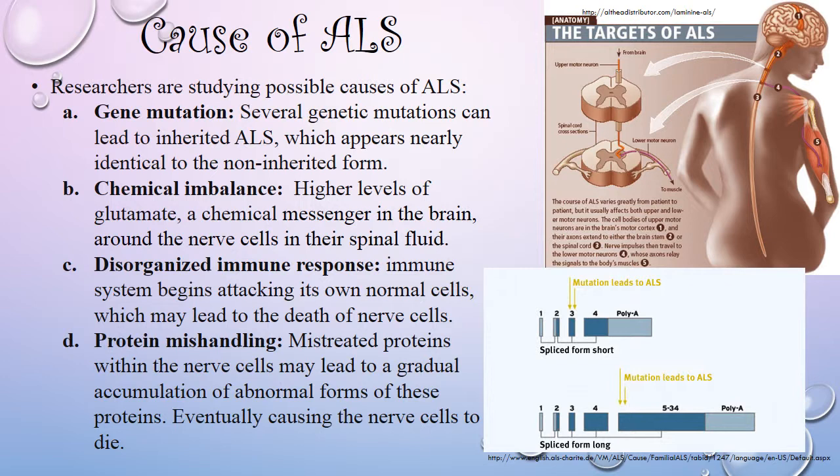So all these different causes that were mentioned eventually lead to the death of the nerve cells, which eventually leads to ALS. And lastly, the upper picture is showing you the target area of ALS, which is the upper and lower motor neuron of the spinal cord.